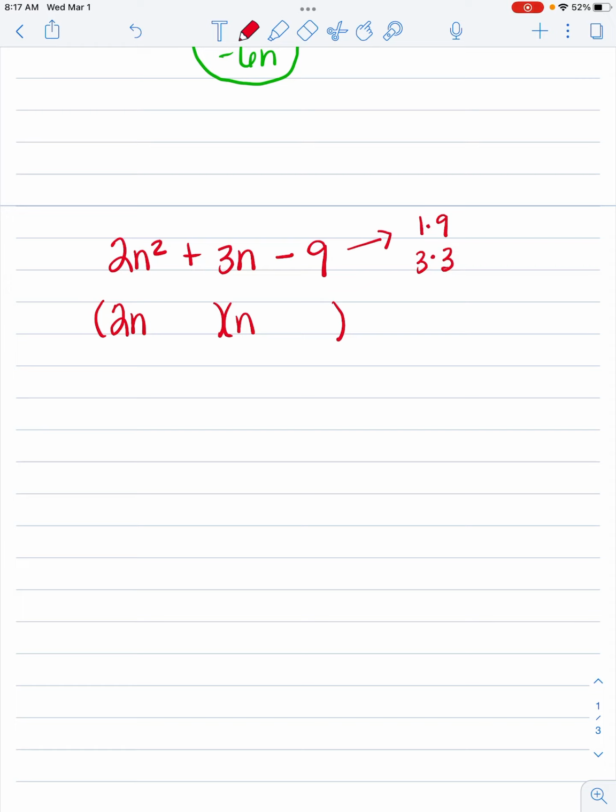Now this time I do see that this is a negative 9. So that means that the two signs that are going to go in my parentheses are going to have to be different, because a positive times a negative is a negative. Now, I'm not going to put them in yet because I don't know where they go. I do have that 2 to worry about, so I have to strategically place them.